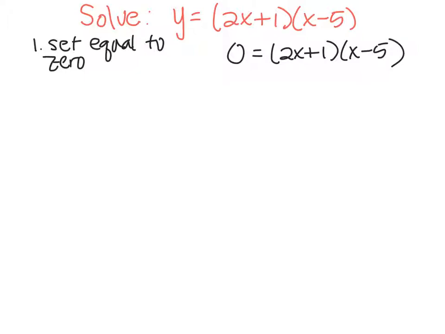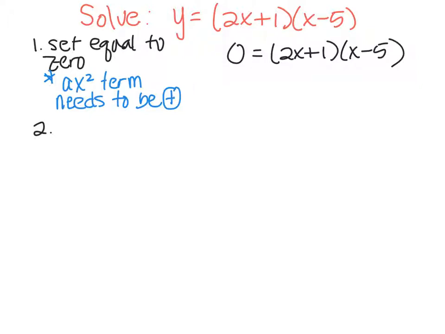Okay, there's one little side note with this. If we're going to set it equal to 0, we want the ax squared term to be positive. Now, this isn't in the right format for this particular problem, but we'll look at one where we need to change it. Ax squared term needs to be positive. And I'm going to abbreviate that. All right. The next thing that I need to do is factor. Well, this is already in its factored form, so I don't have to worry too much about that.